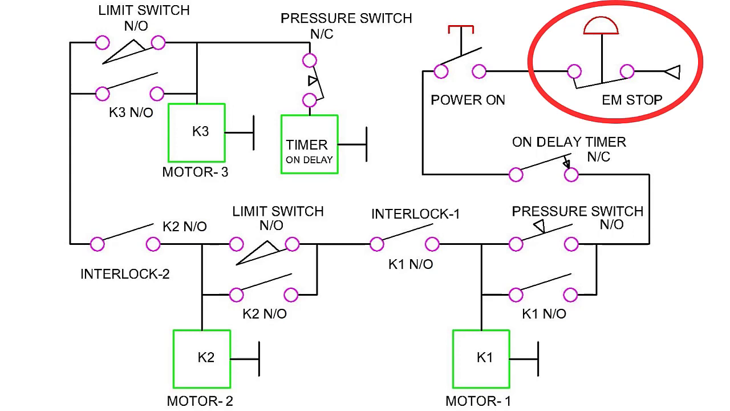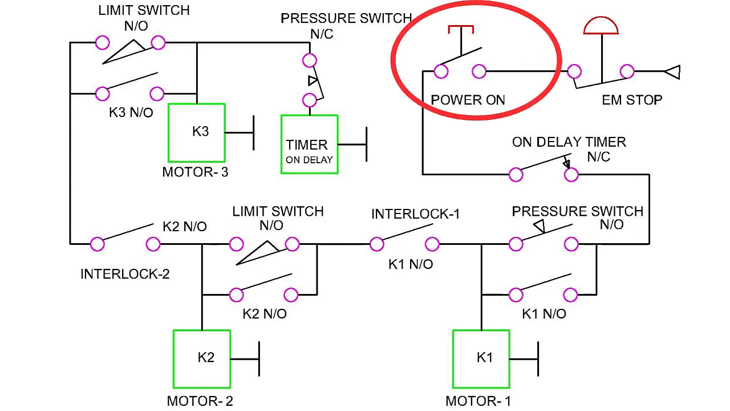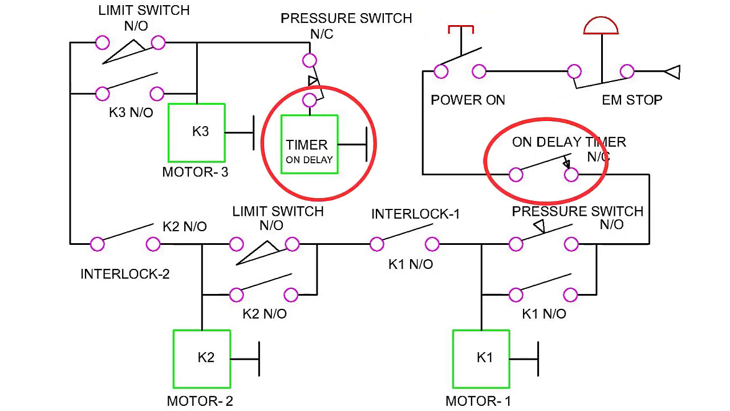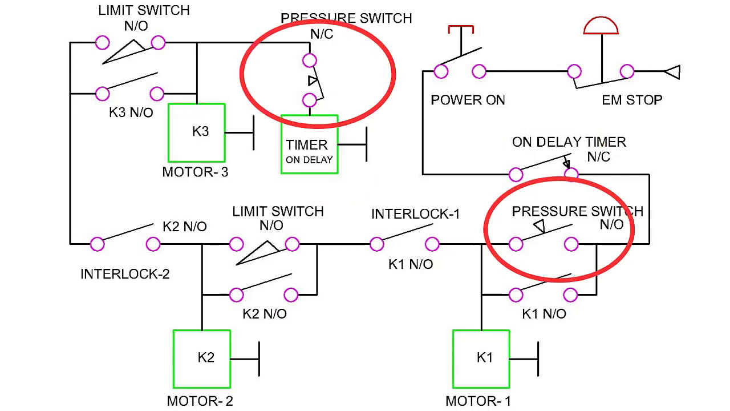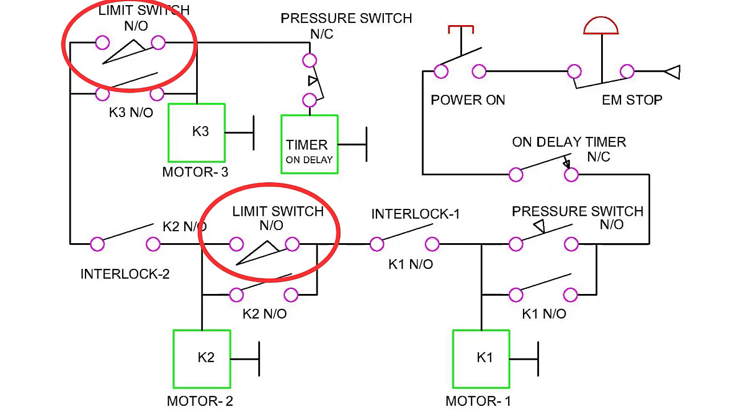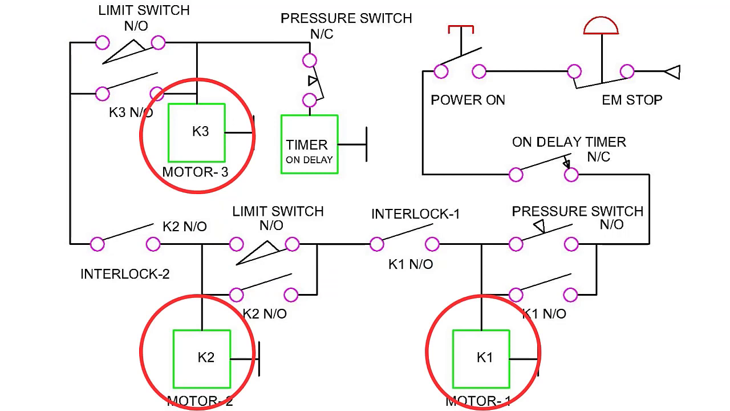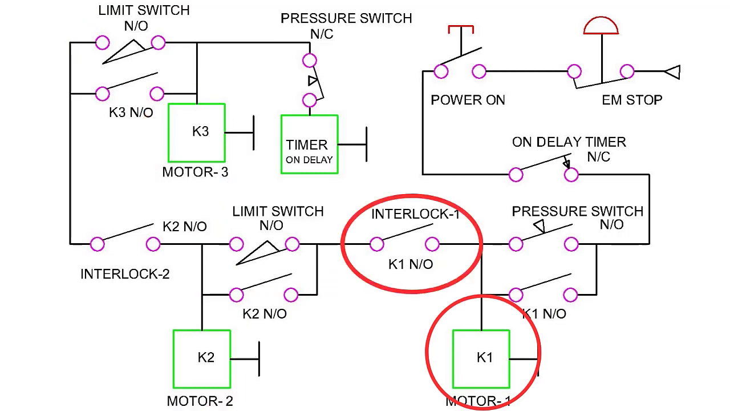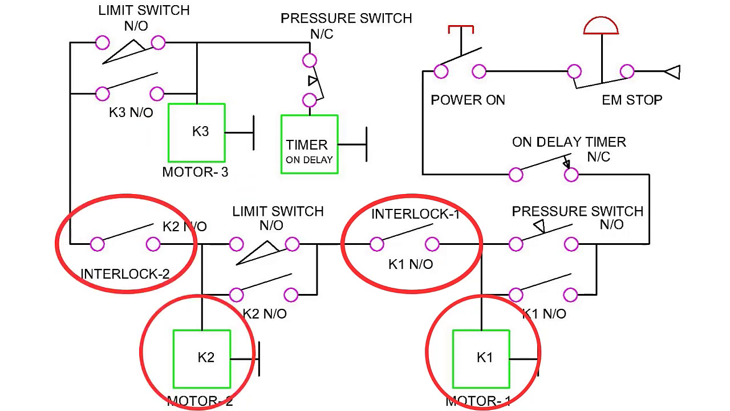Emergency stop switch, 1 unit. On-off control switch, 1 unit. On delay timer with normally close contact, 1 unit. Pressure switch with normally open and normally close contact, 1 unit. Limit switch with normally open contact, 2 units. Contactor, 3 units. The other switches used in the circuit are 3 interlocks with normally open contacts from the same contactors.